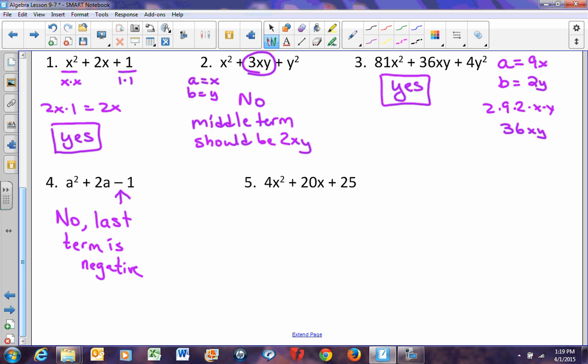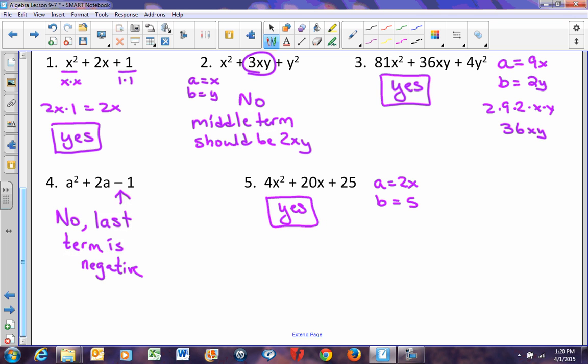Look at number 5. 4x squared plus 20x plus 45. Is my first term a perfect square? Yes. My a term is 2x. My b term, is that a perfect square? Yes, that's b5. There's no negative signs in the entire problem, so we know there's no minus signs before my a squared term or my b squared term. Is the middle term 2 times 5 times 2x? Yes, it is. 5 times 2 is 10x, times 2 again is 20x, so yes, this is a perfect square trinomial.